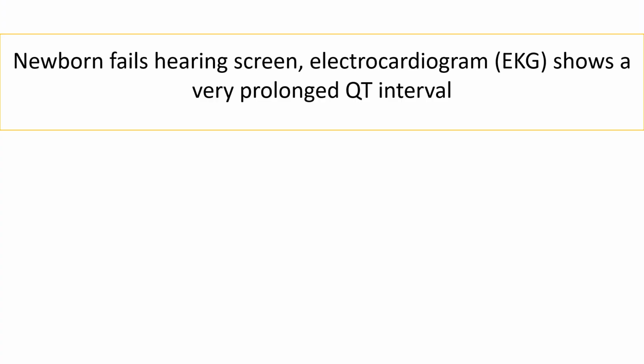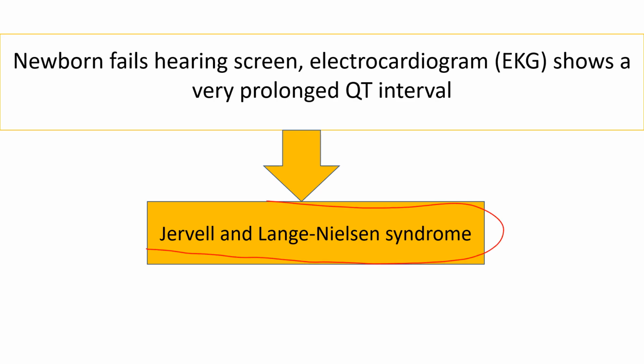A newborn fails a hearing screen. Electrocardiogram shows a very prolonged QT interval. What is the most likely diagnosis? Jervell and Lange-Nielsen syndrome. This syndrome is associated with profound deafness from birth and a prolonged QT interval. In general, long QT syndrome can present with recurrent syncope, especially with exercise, seizure, or epilepsy-like, and sometimes mistreated as epilepsy. And the key here is to perform EKG, and it can also present with sudden death.